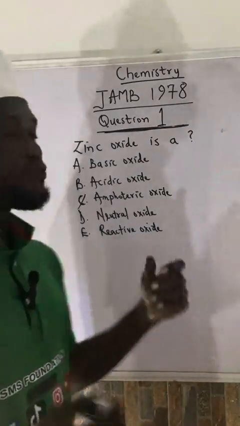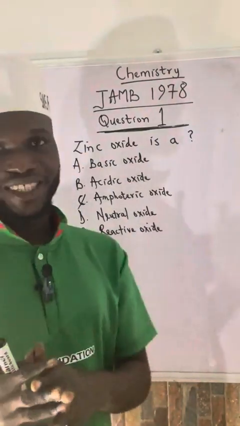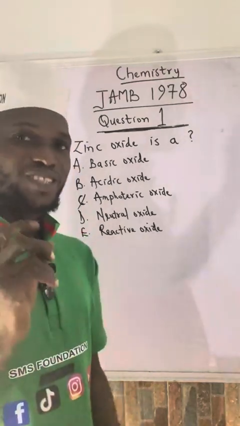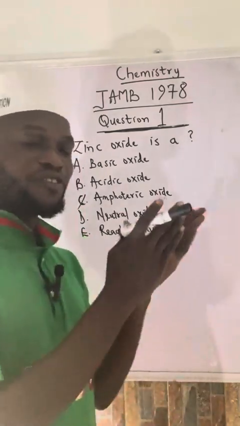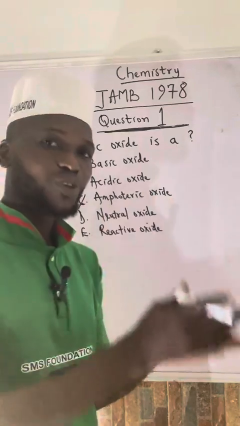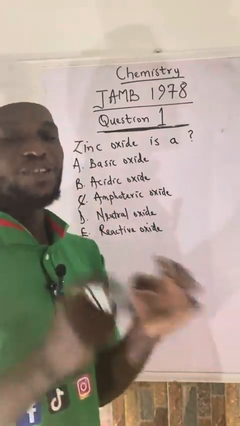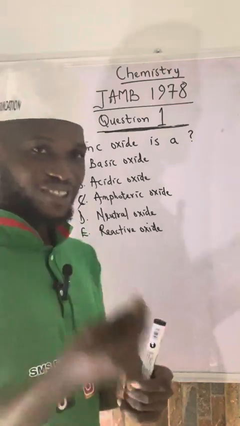So what do you mean by amphoteric oxide? In fact, first of all, what is an oxide? An oxide is a binary compound in which oxygen is the last element. So if you have an element combining with oxygen, whereby oxygen is the second element, such a compound is called an oxide.